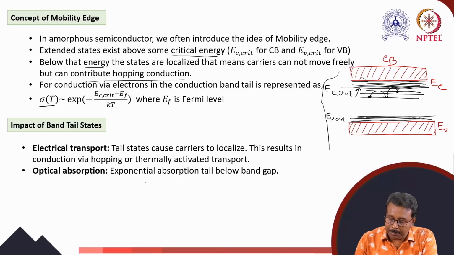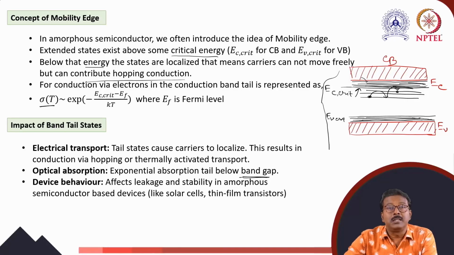For optical absorption, there is an exponential absorption tail below the band gap, that is, above the lambda max. So this ultimately affects the device behavior, mainly the stability in amorphous semiconductor based devices, say solar cells, thin film transistors, etc. And this may also cause leakage.